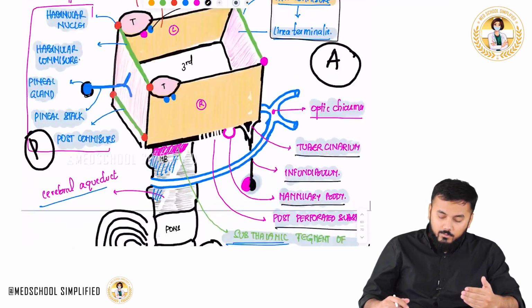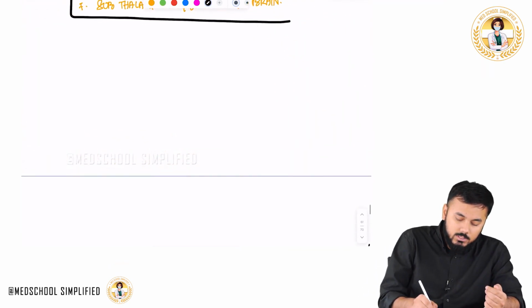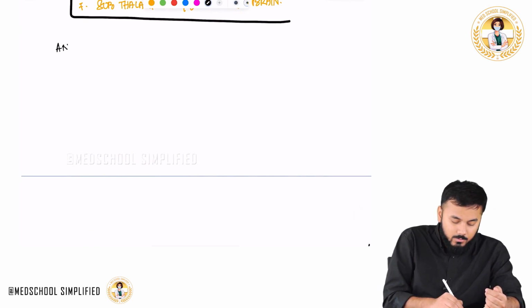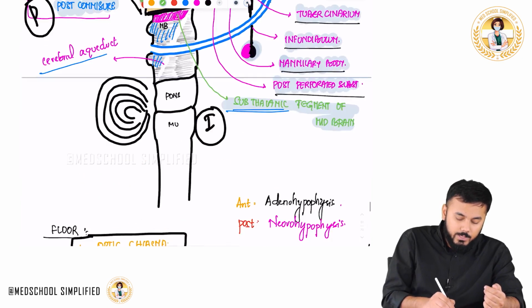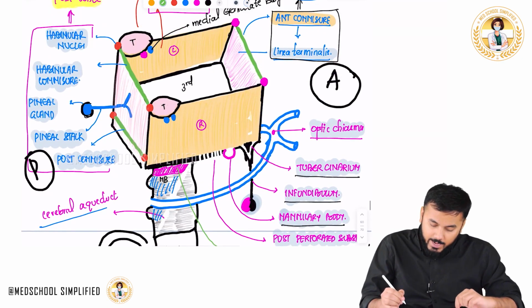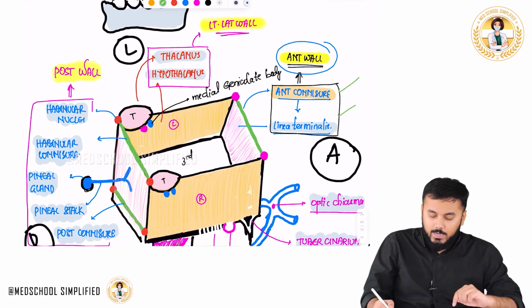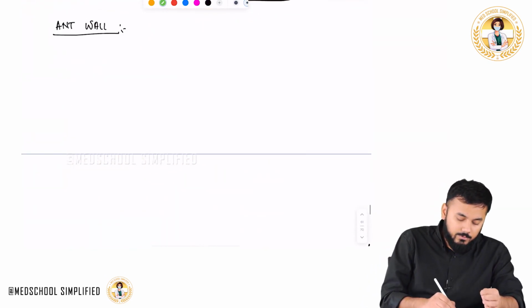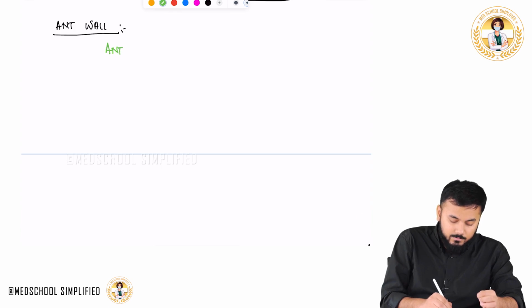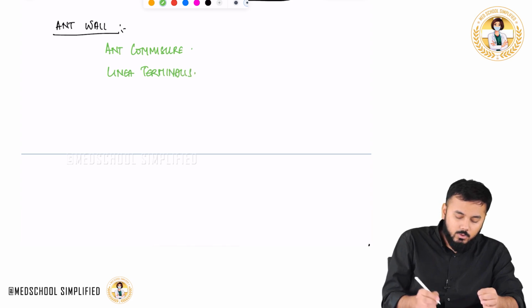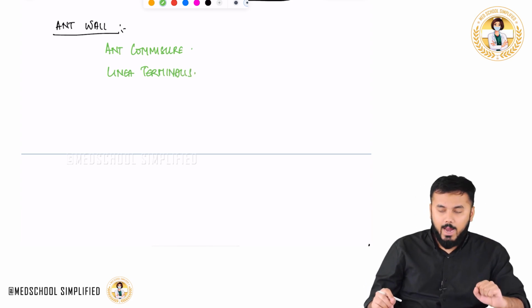Now after the floor, we have got the anterior wall. What are the structures that form the anterior wall? Just by looking at the picture, we should be able to tell. You see the anterior commissure as well as the lamina terminalis. So we have got the anterior commissure and we have got the lamina terminalis. The anterior commissure and lamina terminalis form the anterior wall.